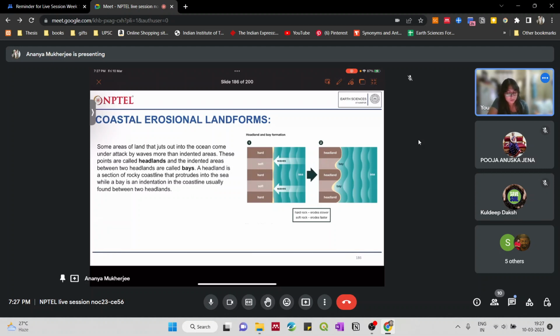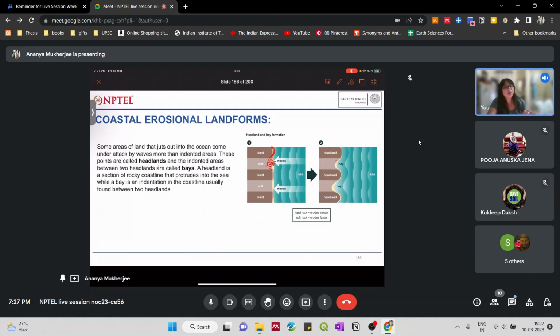So this area is harder to erode, so this will form a curve like this, and this area will get easily eroded. So all the material from here goes into the sea. That is why you have headlands forming where the hard rocks are, and you have bays.